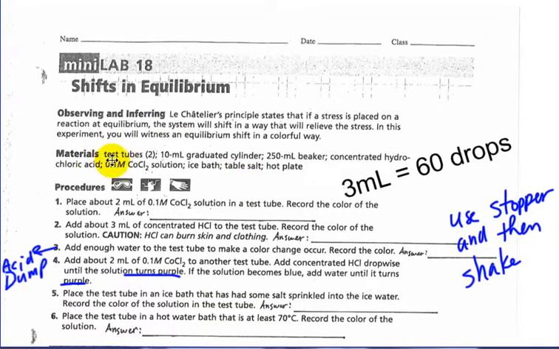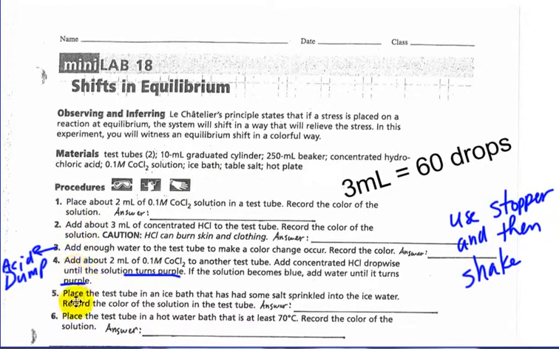The materials: test tubes, 10 milliliter graduated cylinder, 250 mL beaker, concentrated HCl, 0.1 molar cobalt chloride solution, ice bath, table salt, and hot plate. Goggles, yes. Aprons, you don't necessarily have to. Gloves, you likely should, because we are using concentrated hydrochloric acid.